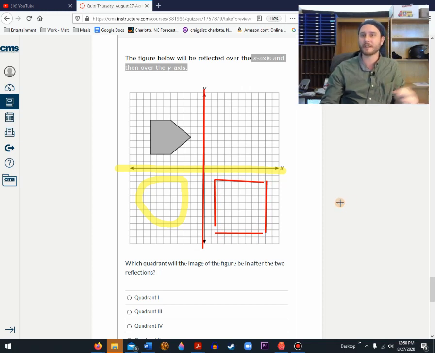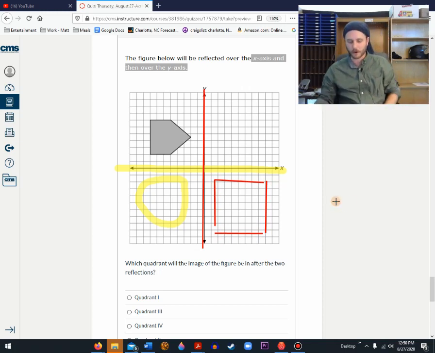So the question isn't even asking you to tell me what all of the coordinates are. It is just asking what quadrant it is going to be in.